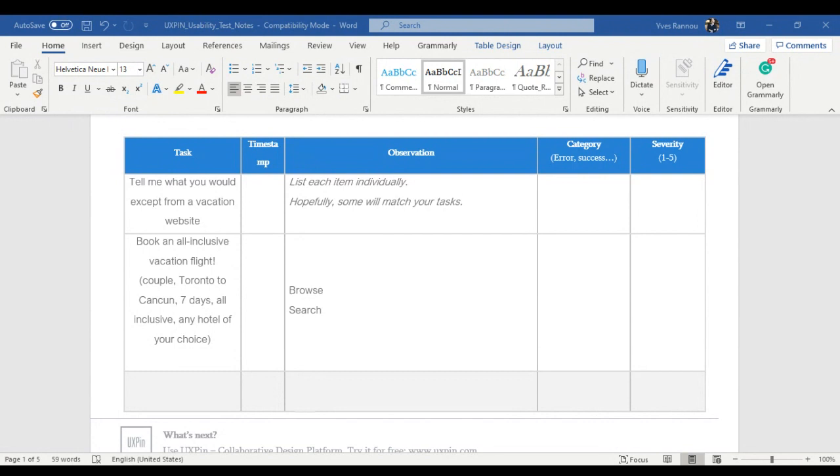What we notice, and this is my experience of Expedia, is there are multiple places where you can actually go to book an all-inclusive vacation. There is a tab that says vacation plus hotel, and then there's a tab next to it that says all-inclusive vacation. So perhaps, if that's the brand you've selected, you would be very interested in trying to understand if people are able to find and understand the differences between the two.